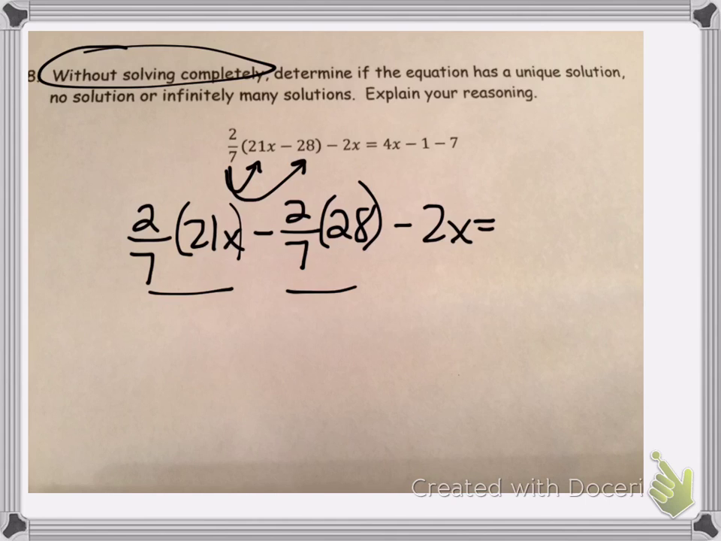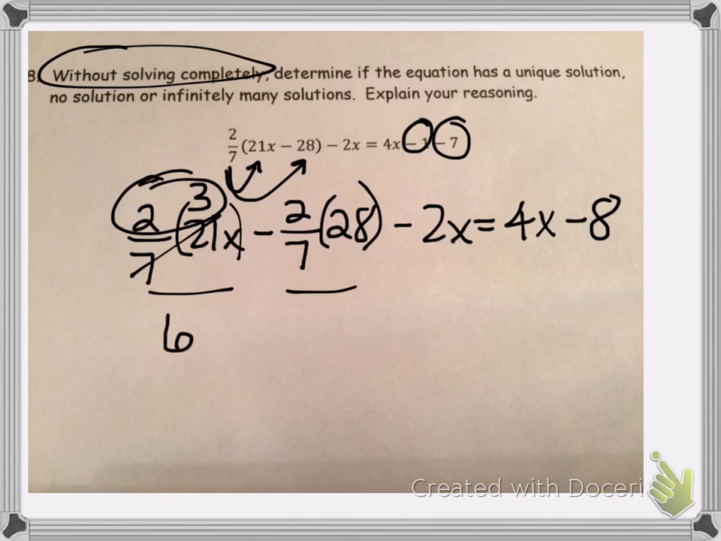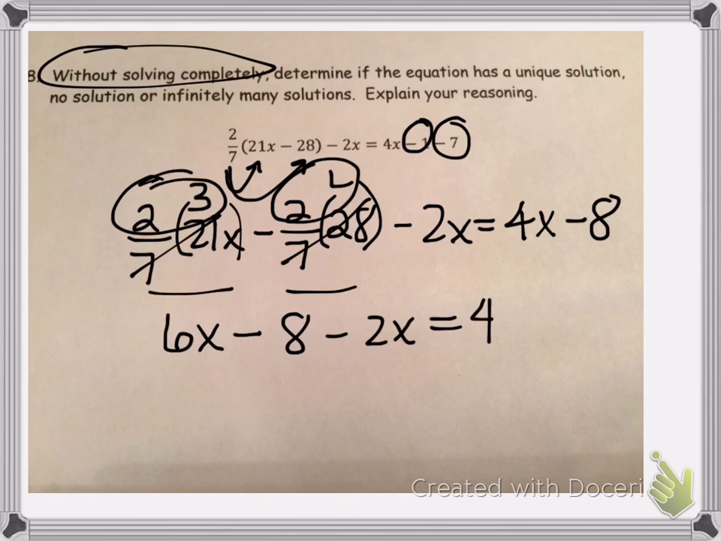I'm going to bring down everything else, and actually in this step, since we have like terms on that other side, the minus 1 and the minus 7, we're going to combine those to make a minus 8. And now we'll come back over here to do the cross canceling. 21 divided by 7 is 3, which leaves us with 2 times 3, 6x. And also 28 divided by 7 is 4, which leaves us with 2 times 4, which is 8. Bring everything else down in that step.